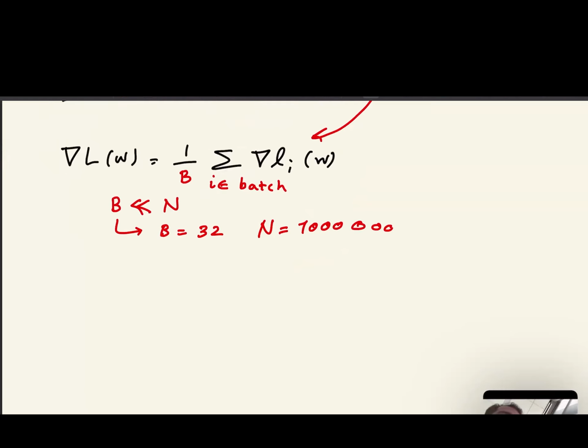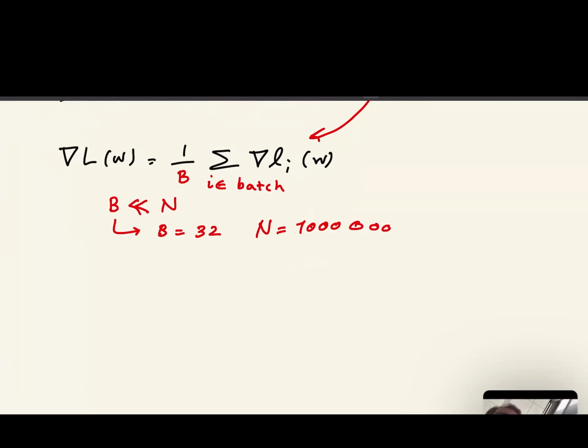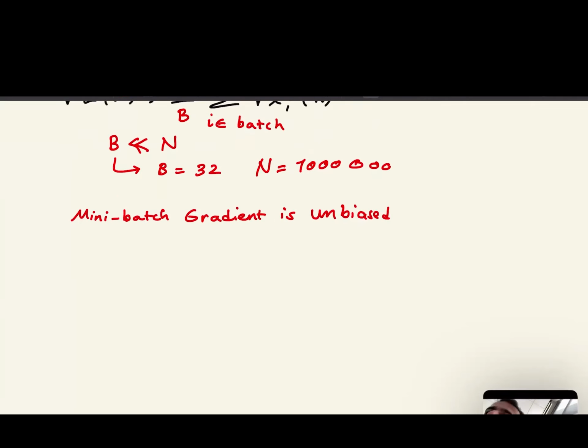So why does this work? Why can opting for a much smaller batch size still give us a good gradient step? The key idea is that the mini batch gradient is unbiased. In other words, the expectation of a gradient step, direction and size, is equal to the total gradient. The proof is actually very simple.